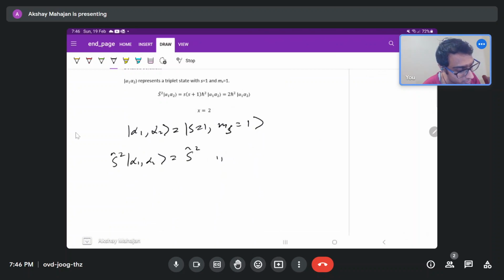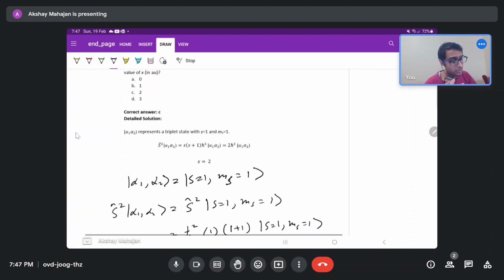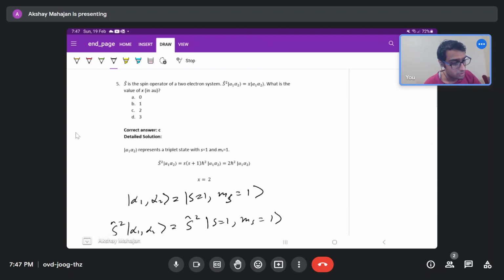Basically you write this as s equals 1 and ms equals 1. Now you know that this becomes h cross squared s into s plus 1 times s equals 1 and ms equals 1. This will give h cross squared times alpha 1 alpha 2, with s(s+1) equal to 2. And thus you will get the answer 2.